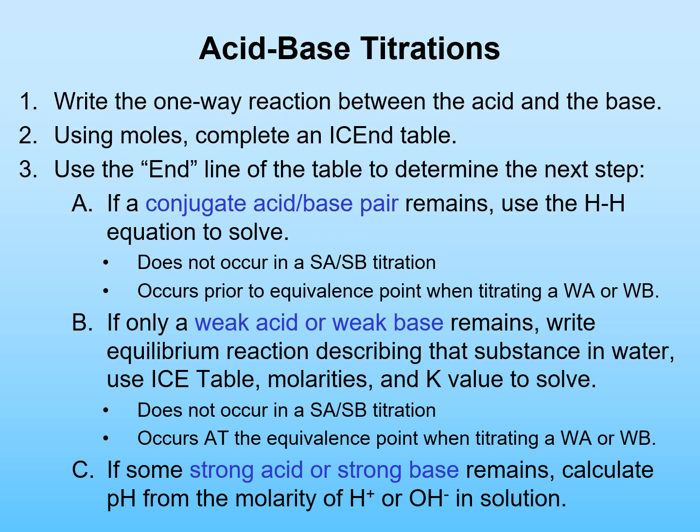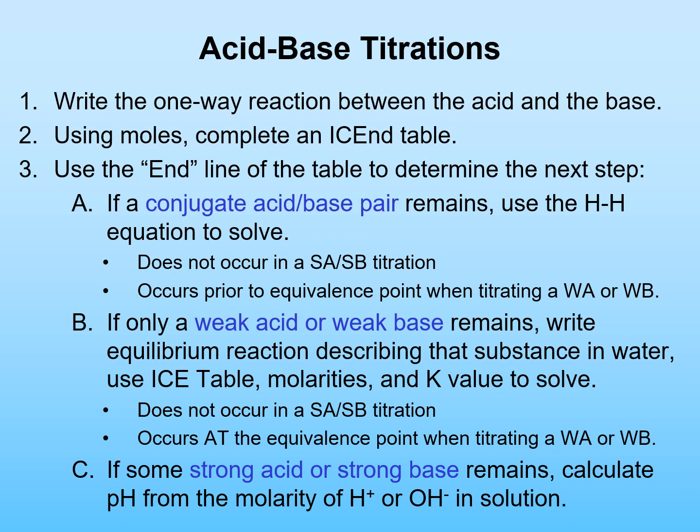If you have a conjugate acid-base pair that's left over, you can plug into the Henderson-Hasselbalch equation. So this is going to be anytime you have a weak acid or weak base. So if it's a strong acid, strong base titration, it is not going to be a Henderson-Hasselbalch equation. This tends to occur before the equivalence point whenever you're using a weak acid or weak base. So this will be at the beginning of the titration.